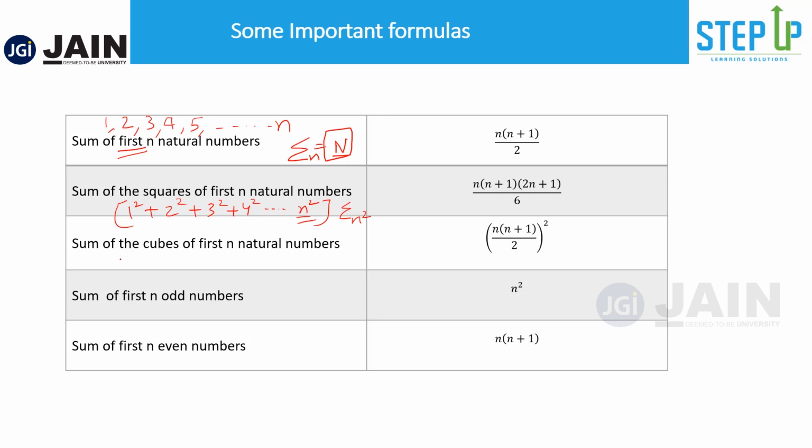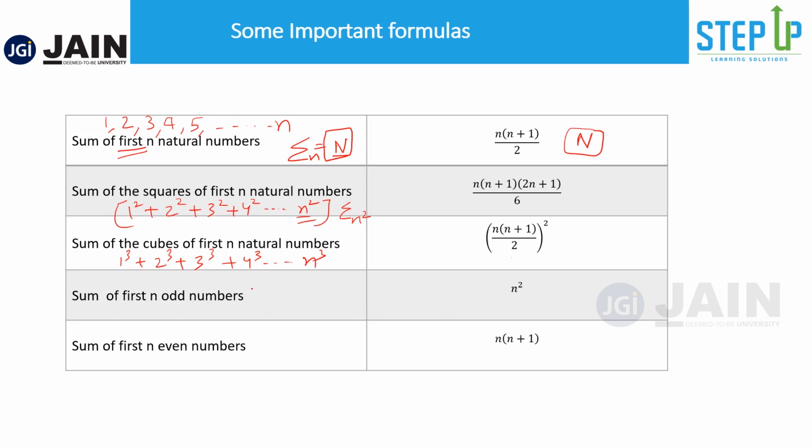Similarly, the sum of cubes of the first n natural numbers, this says 1 cube plus 2 cube plus 3 cube plus 4 cube and so on up till n cube. So the formula for this would be n into n plus 1 by 2, whole square. That means this was our capital N, right? So isn't it capital N whole square, if capital N is this summation of n, right?